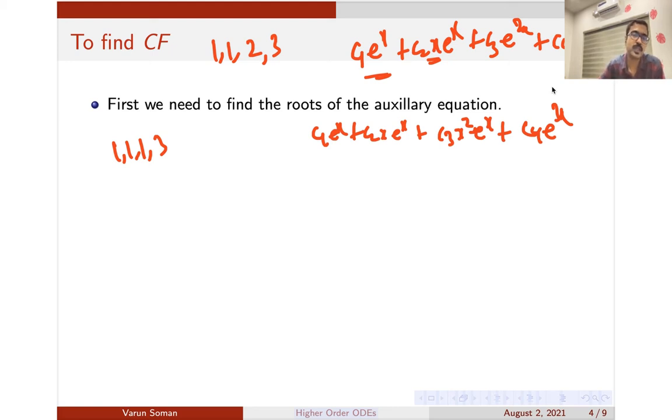If the roots are simply 1, 2, 3, 4, you know how to write it. It will be simply c1 e raised to x plus c2 e raised to 2x plus c3 e raised to 3x plus c4 e raised to 4x. So both the cases are covered, all the combinations are covered here.